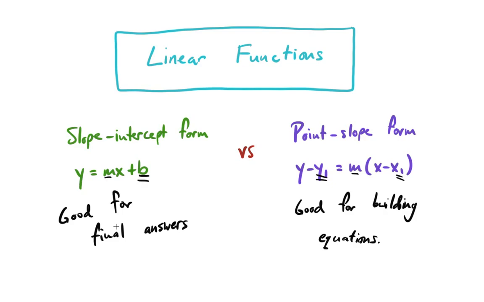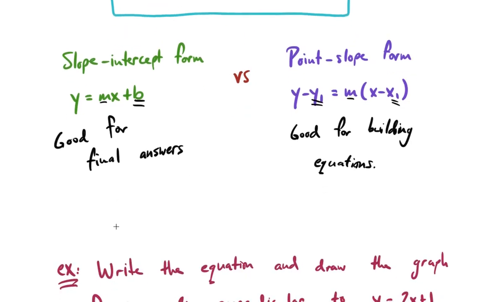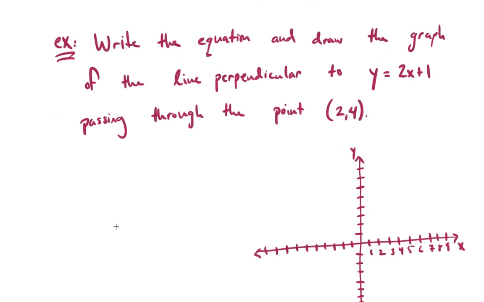So hopefully you've already looked at a couple of examples in the textbook, but let's work one more. Write the equation and draw the graph of the line perpendicular to y equals 2x plus 1 that also passes through the point (2, 4). Anytime you're trying to find an equation for a line, you need the slope first. If the slope is not given explicitly in the problem, then the first step is always to find the slope.